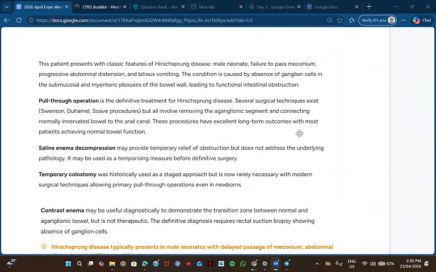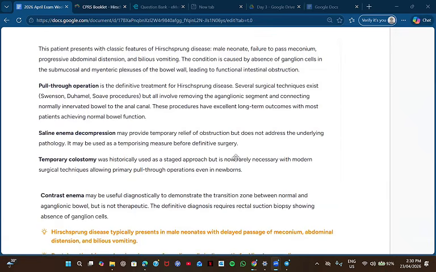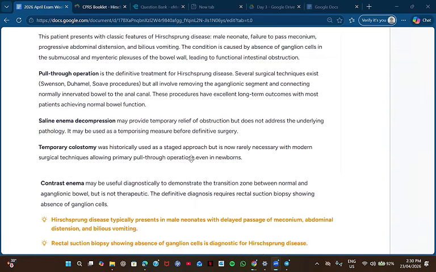Several surgical techniques exist, Swenson, Duhamel, but you don't need to remember them, just remember pull through operation. All involve removing the aganglionic segment and connecting the normal innervated bowel to the anal canal, right? This procedure has excellent long-term outcomes with most patients achieving normal bowel function. Very important, pull-through operation.